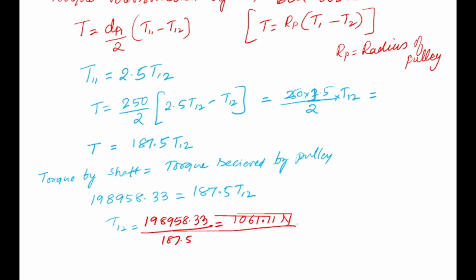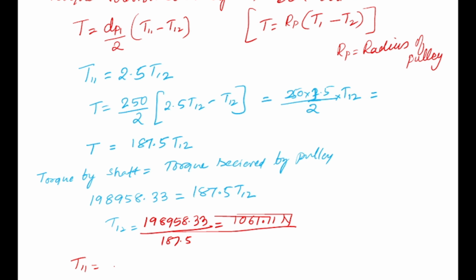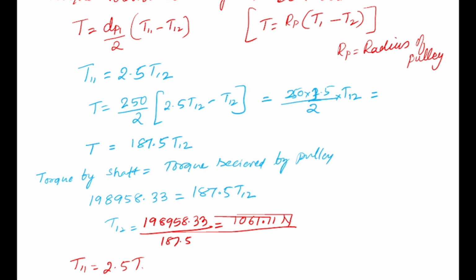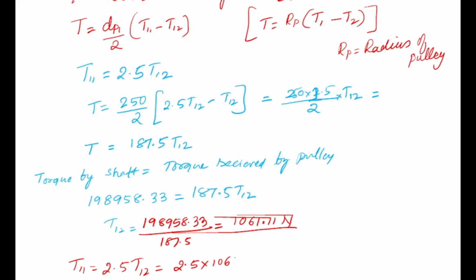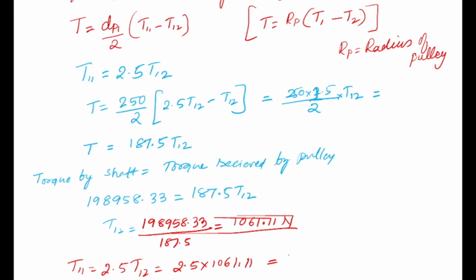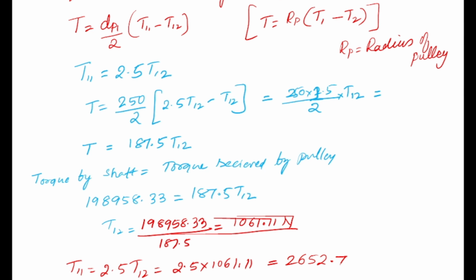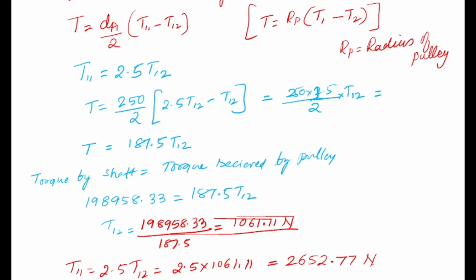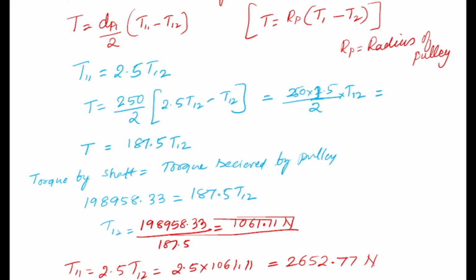That is 1061.11 Newtons. Okay. Now the tension on the tight side equal to 2.5 times T12, so 2.5 into 1061.11, which is 2652.77 Newton. Clear? Is it clear? Right? Okay. Belt tensions on pulley 2.